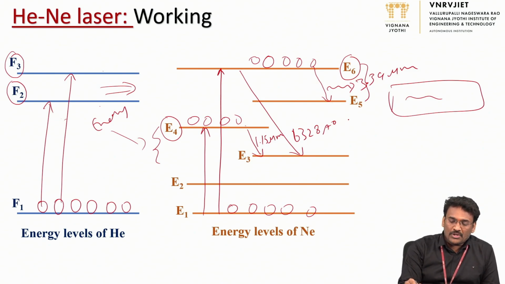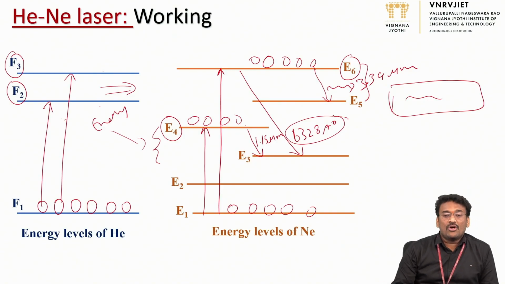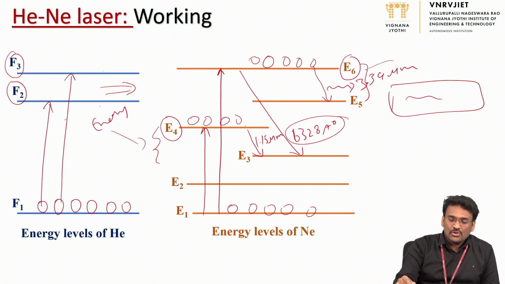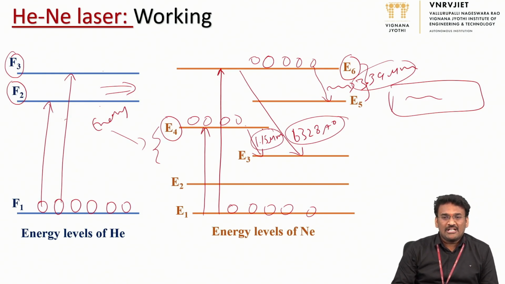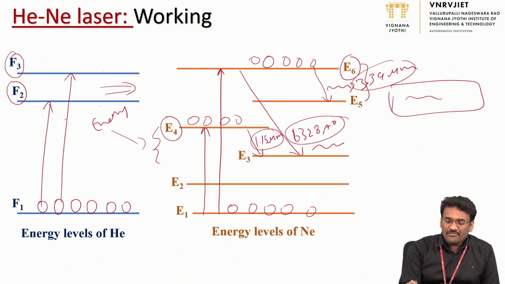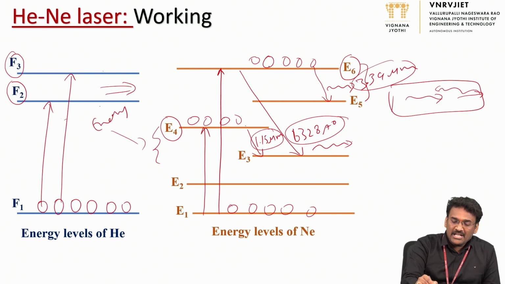Out of the three photons, only 6328 angstroms is in the visible region. So we can stop the 3.39 and 1.15 micrometer photons by using absorbers. So we are left with the 6328 angstrom photon, which passes through the discharge tube and hits the partially reflecting mirror. The energy is not sufficient, so it comes back. While coming back, it stimulates one more particle in the E6 state to E3, so one becomes 2 photons. These 2 photons hit the fully reflecting mirror and again come back.